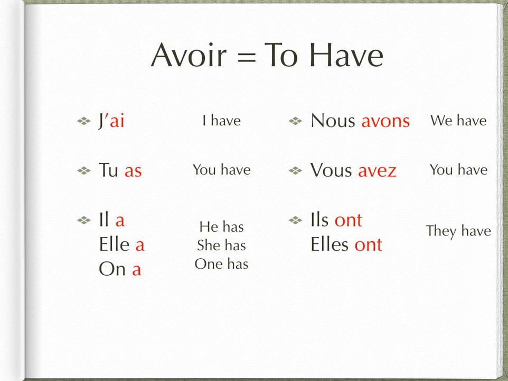In order to use these in a sentence then, all we have to do is match whatever our subject is to that proper conjugation and then complete the sentence. J'ai un cahier. I have a notebook. Vous avez un bureau. You have a desk, etc., etc.